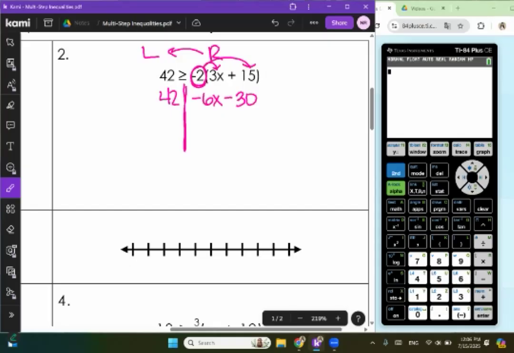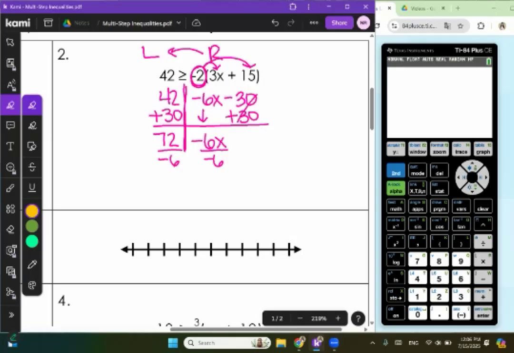Okay, now we do not have too many terms on any side. There's one term on the left, two terms on the right. So 2 is fine. We move on to move the constant. The constant is 30. The opposite of minus is plus. 42 plus 30, 72. Bring down negative 6x. Last step is to divide.